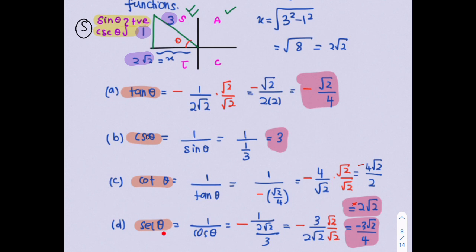Now let's find secant theta. So secant is 1 over cos. So 1 over, let's take the value of cos, which is adjacent over hypotenuse. So minus 2√2 over 3. This is minus because cos here in second quadrant is minus. So let's solve this. This is 3 over 2√2. Let's rationalize the denominator. So the final answer is negative 3√2 over 4.